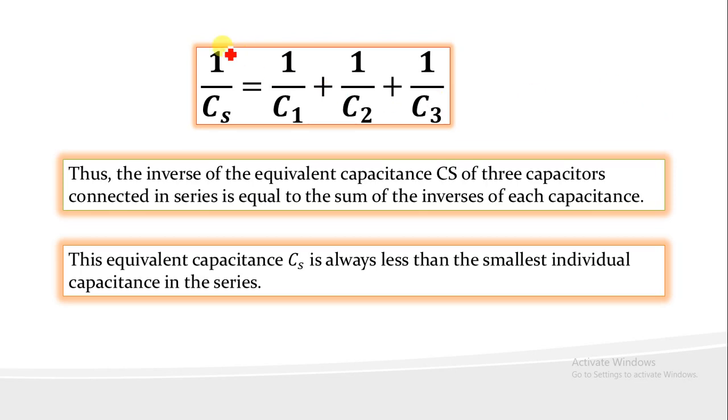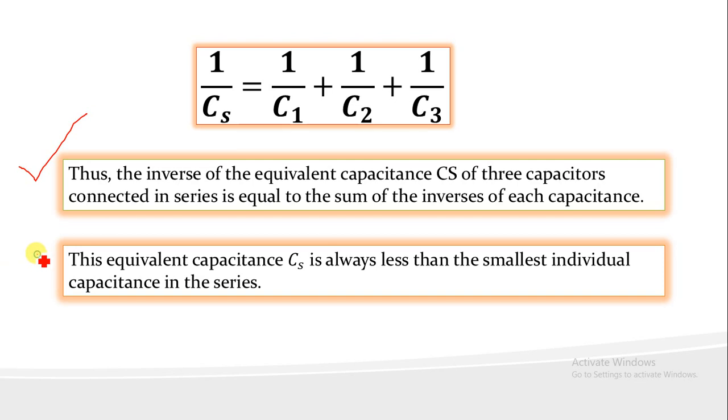Okay, see here, two points are there. One is regarding the expression which says the inverse of the equivalent capacitance Cs, the equivalent capacitance in series of three capacitors connected in series, is equal to the sum of the inverses of each capacitance. Inverses of each capacitance means 1 by C1, 1 by C2, 1 by C3, etc.